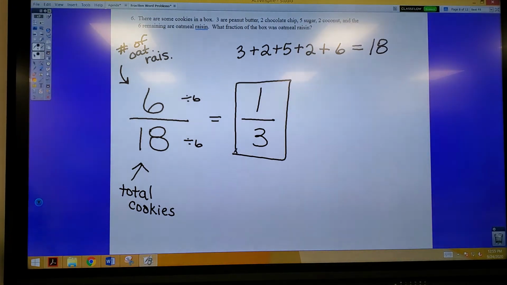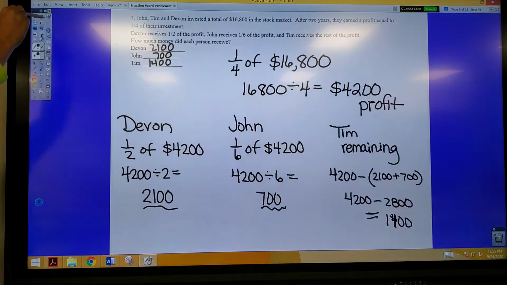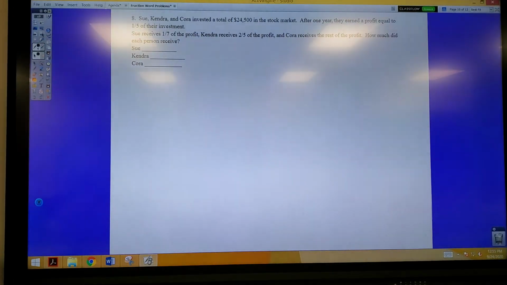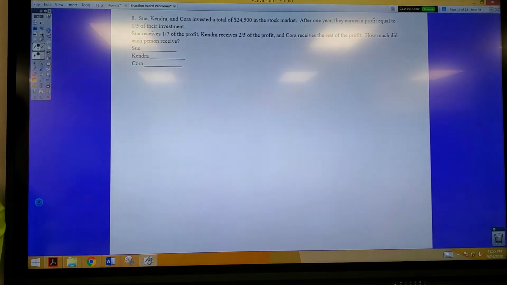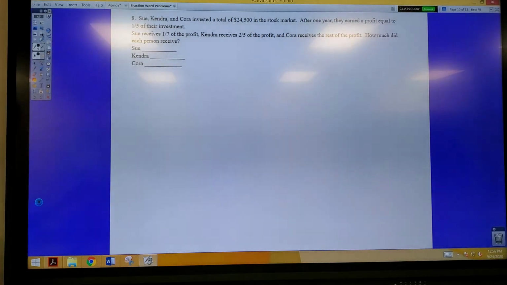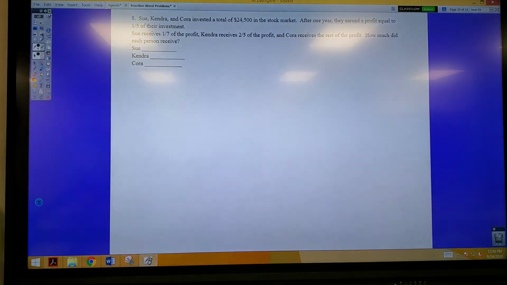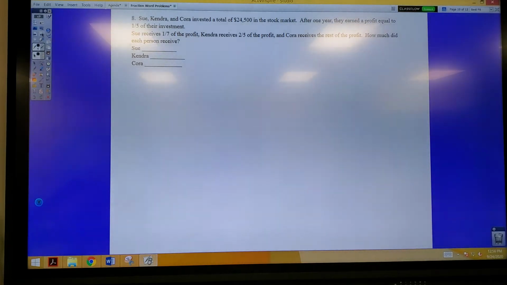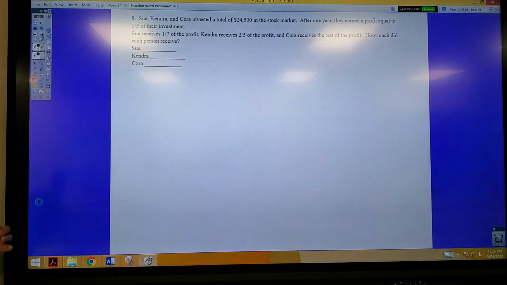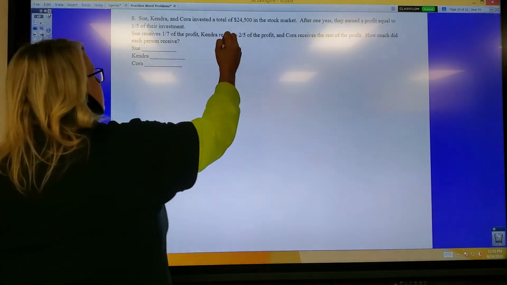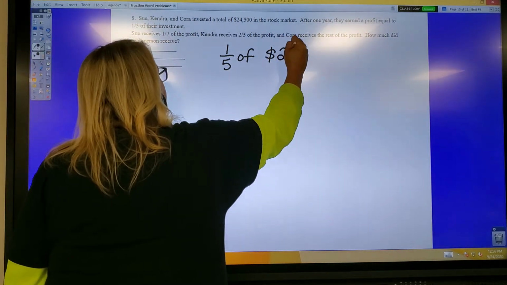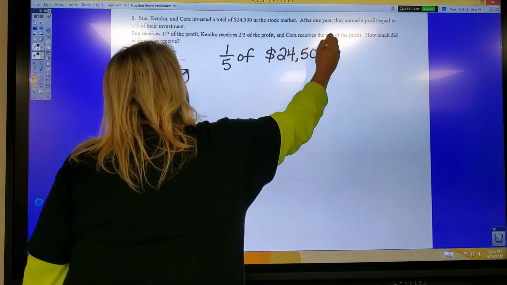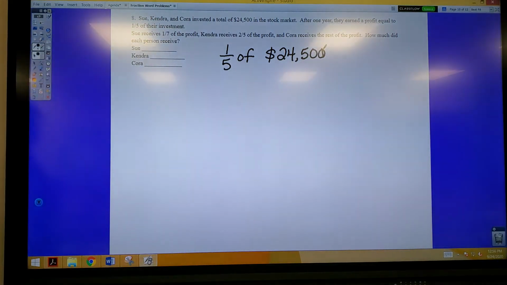Any questions? Okay. Question 8 is the most time-consuming question that you have on this paper. It is really similar to question 7, so hopefully you were able to look at it and get help. So it says Sue, Kendra, and Cora invested a total of $24,500 in the stock market. After 1 year, they earned a profit equal to 1/5 of their investment. So let's stop right there and figure out what that profit is. So again, it tells me that the profit is 1/5 of their investment, which is $24,500. How do I go about finding 1/5 of that?